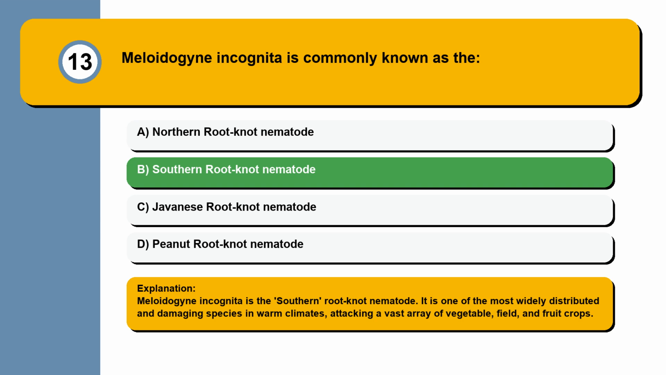Meloidogyne incognita is the southern root knot nematode. It is one of the most widely distributed and damaging species in warm climates, attacking a vast array of vegetable, field, and fruit crops.